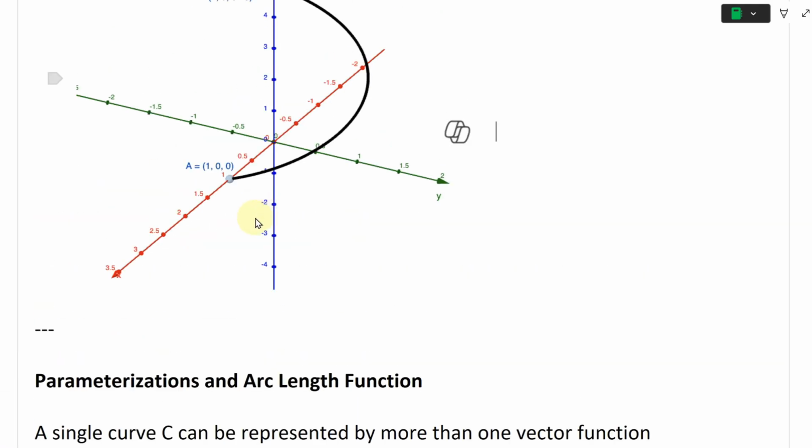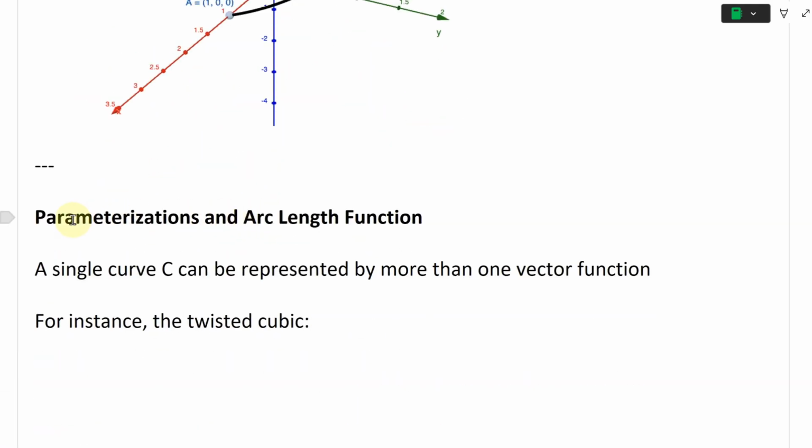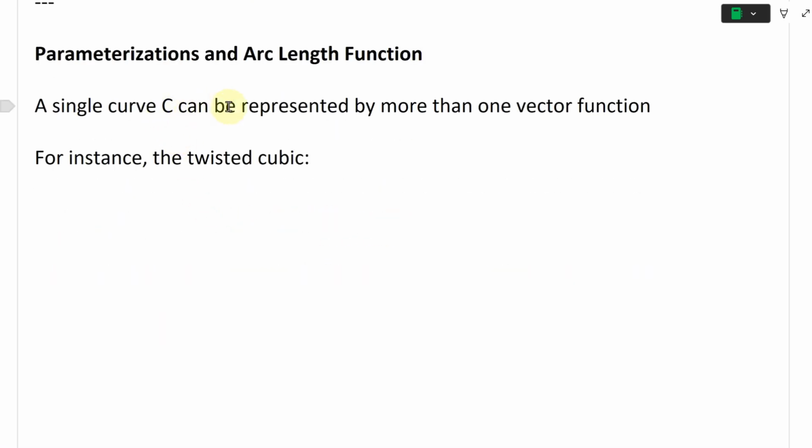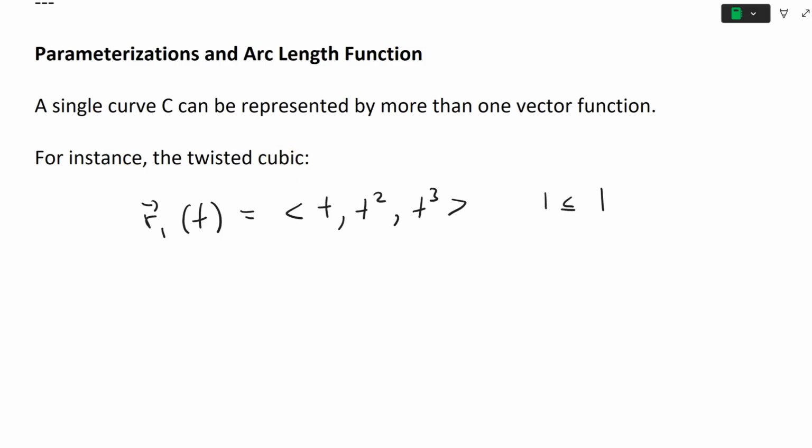All right, and now let's go further and look at parameterizations and the arc length function. A single curve C can be represented by more than one vector function. For instance, the twisted cubic, from an earlier video I did a while ago. If we have the vector function r1 of t, this equals t, t squared, and then t cubed, where t is between negative 1 and 2.